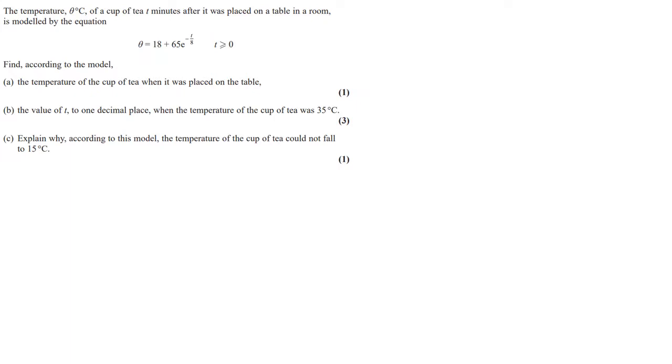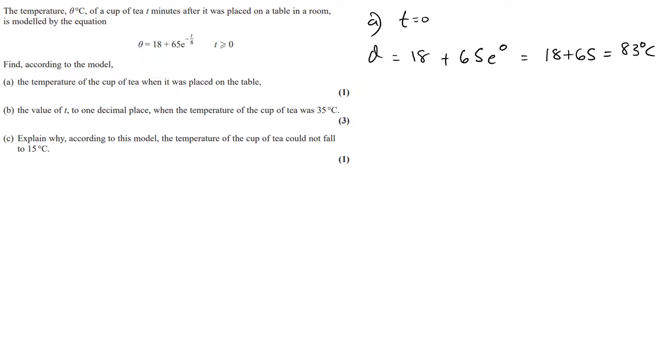So let's start. The first part of the question is A: the temperature of the cup of tea when it was placed on the table. We have to work out the temperature when it's placed on the table, which is when t is equal to 0. So we put t equal to 0 for part A, so that we have theta equals 18 plus 65 e to the 0. Anything to the power of 0 is equal to 1. So this is 18 plus 65, which gives an answer of 83 degrees centigrade.